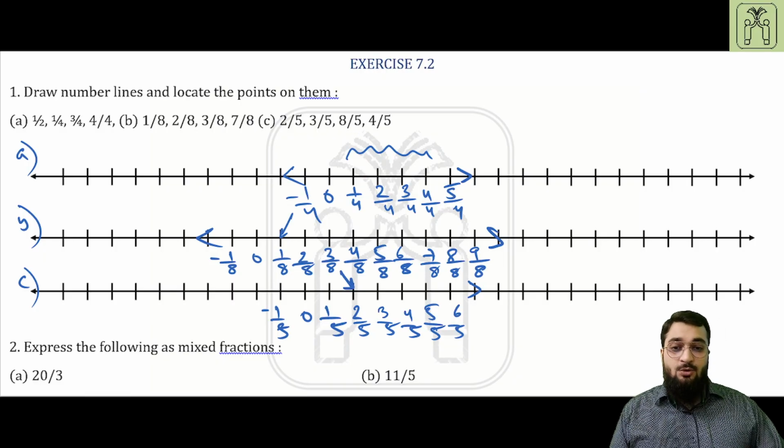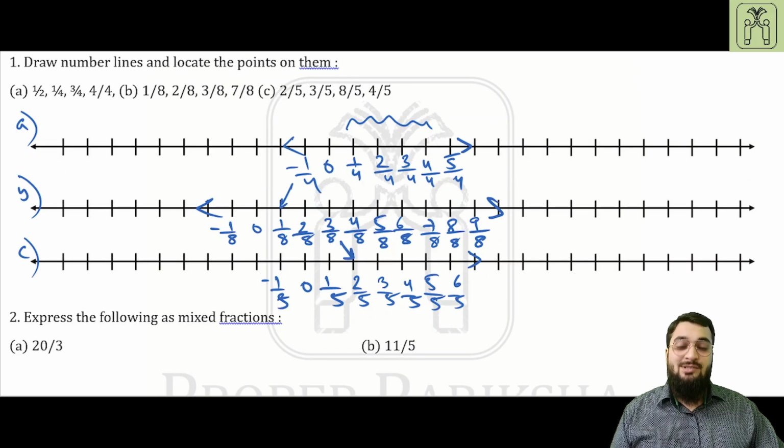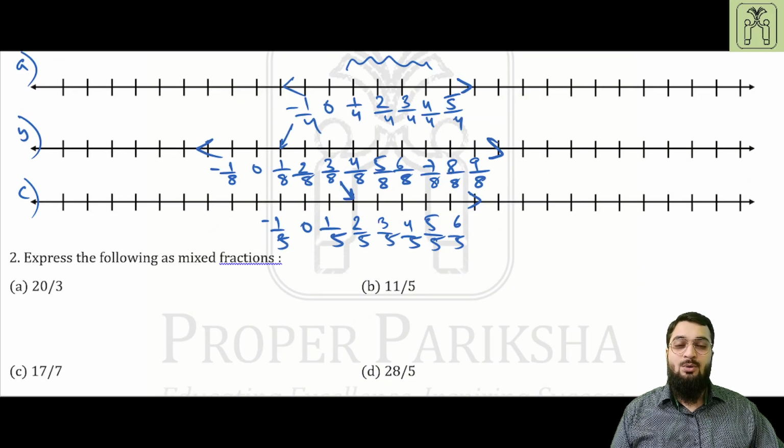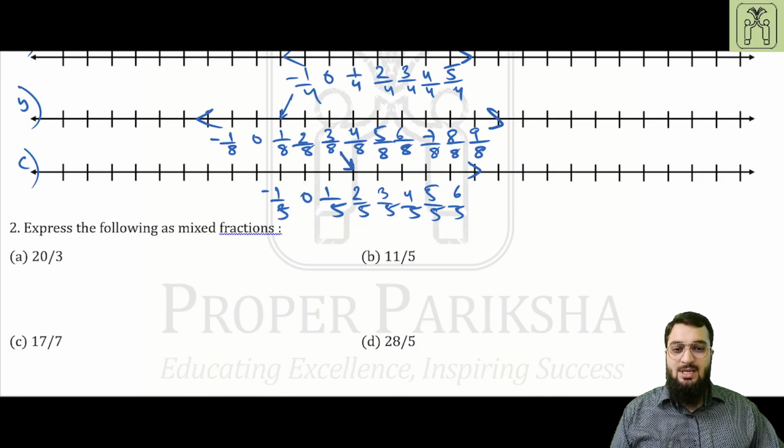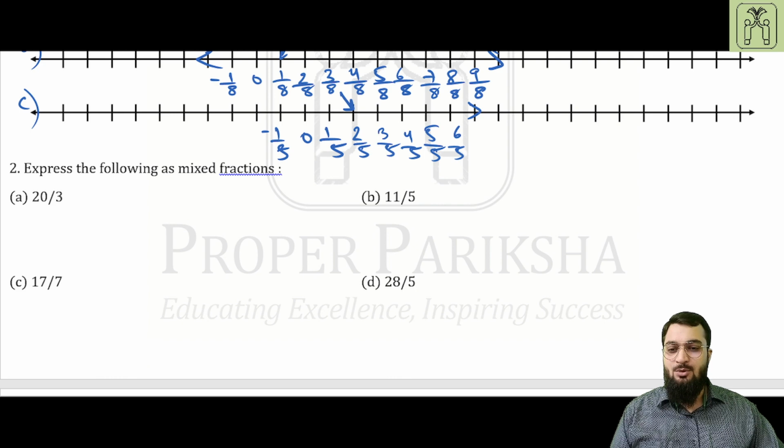So as I told you, you have to represent the fractions having the same denominator on the same number line and fractions having a different denominator on a different number line. Do not make multiple zeros on the same number line, as that will cost you your marks and it is inappropriate and incorrect. Question number 2.